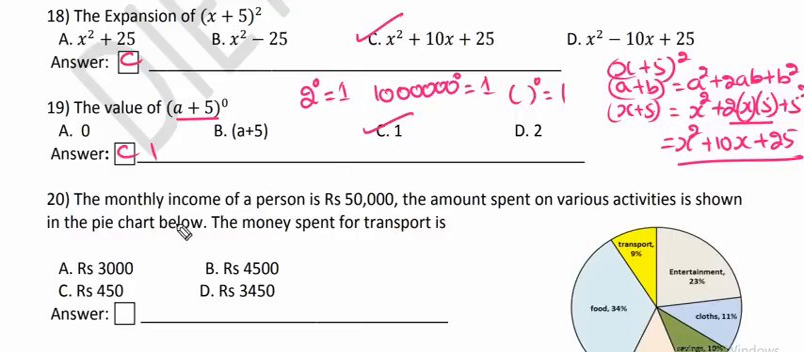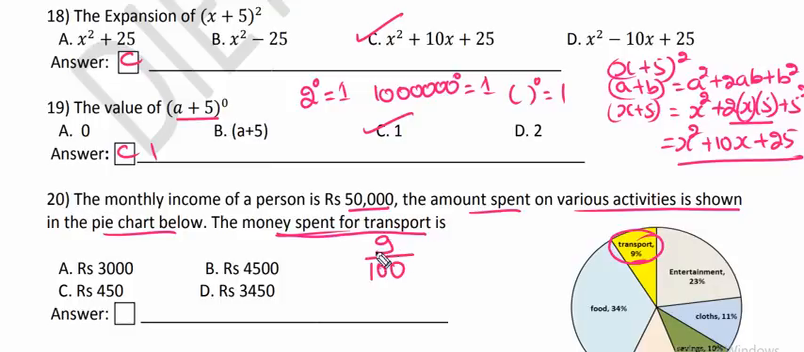Then we move on to this question. The monthly income of a person is 50,000. The amount spent in various activities is shown in the pie chart. Here they have given the pie chart shown with percentages. So the money spent for transport is what we have to find out. Here is the transport money, that is 9%. That means for 100, the money spent for transport is 9. So now we have to find out for 50,000 how much it was.